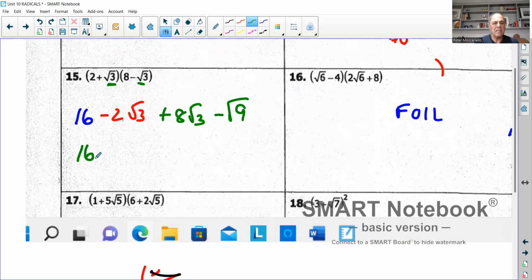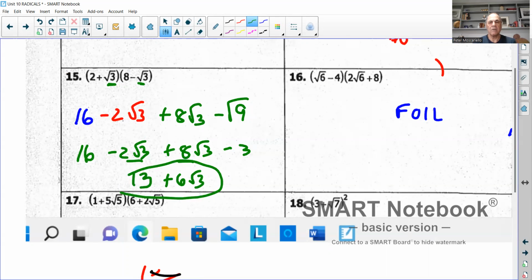Okay, so I got 16 minus 2 root 3 plus 8 root 3, and root 9 is a 3. It's not a root 3, it's a 3. 16 and negative 3 is 13. These are like radicals, plus 6 root 3 is the answer. There you go. All right, let's try 16.